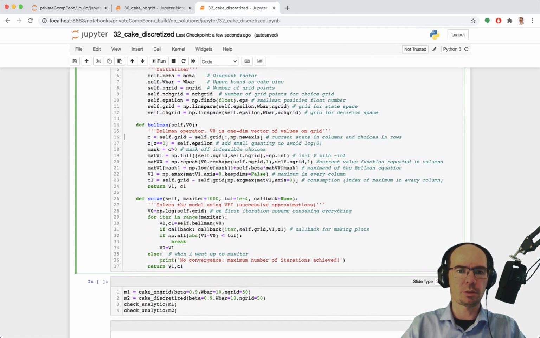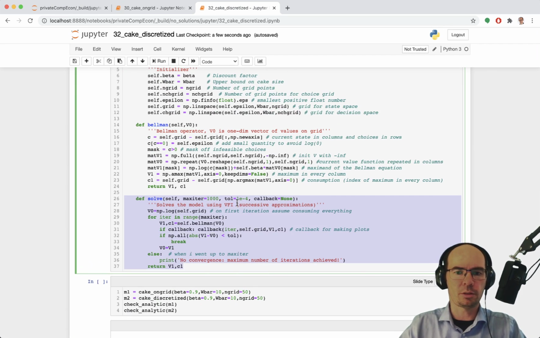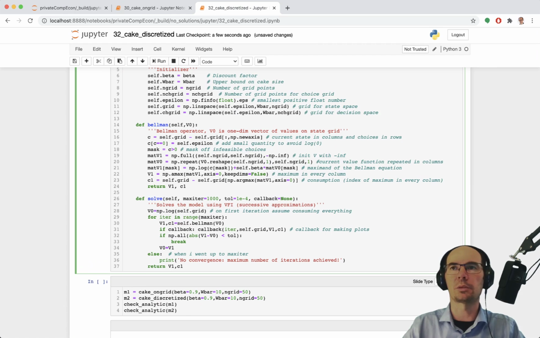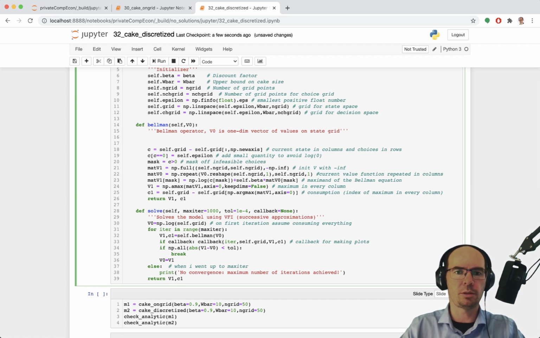Now let's think about the solver before we go to the Bellman equation. The solver is implementing the VFI solution method, and it is calling the Bellman operator in a loop many times, updating the value function and checking for convergence. This is all going to be exactly the same. So really, the changes are in the Bellman operator that we need to implement. In the Bellman operator, V0 is a one-dimensional vector of values on the state grid. We're solving the Bellman operator on the grid of discretized state space. And things are going to be a little bit different here.